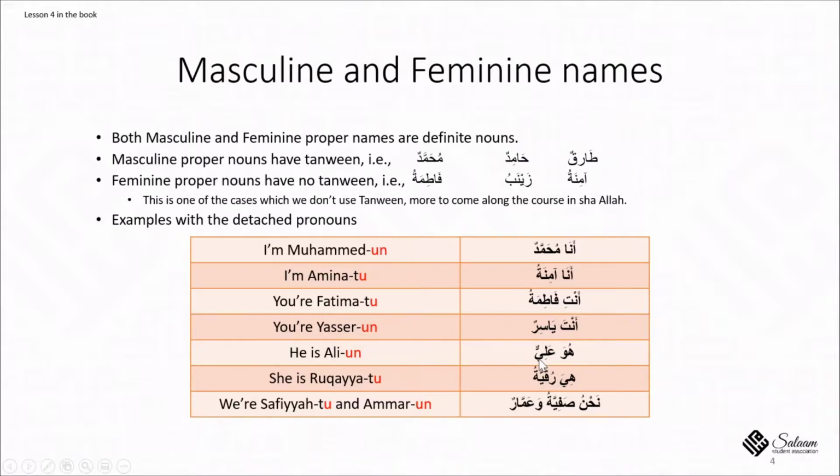Huwa Aliyun. Here you can see shadda. Aliyun, so we have a tanween. Hiya Ruqayyatu, without tanween, because it's a feminine name. And if we are two people, I will say نحن صفية وعمار. صفية without tanween because it's a feminine name. عمار with a tanween.